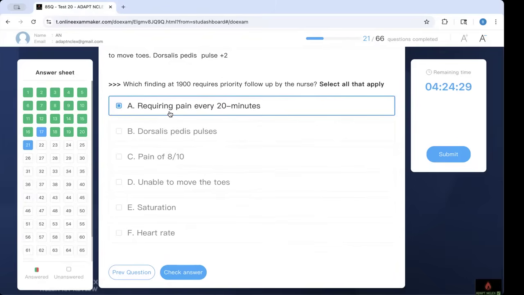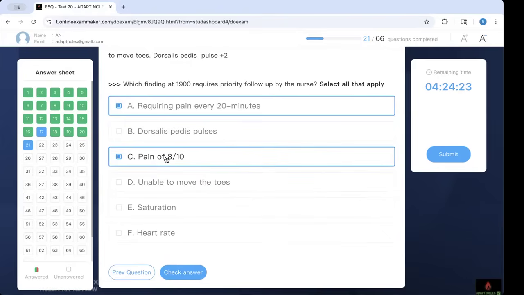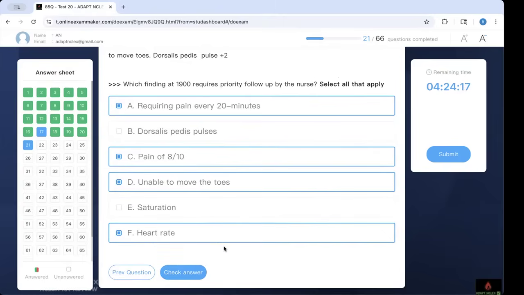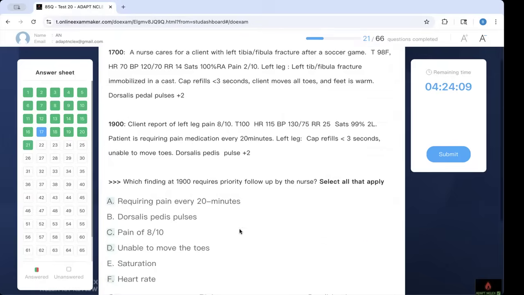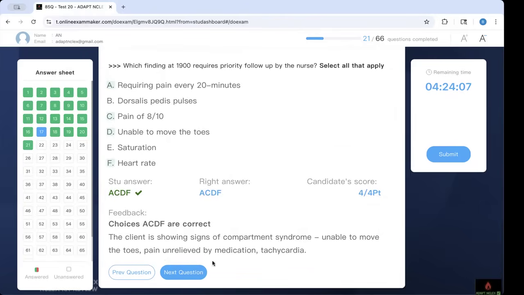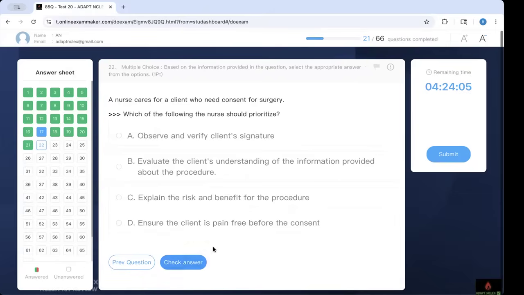Of course, requiring pain medication every 20 minutes, that's bad. His dorsalis pedis pulse is normal. His pain, 8 out of 10, has increased. He's not able to move his foot. That's a problem. And his heart rate is going up. That's a bad problem. That's what it means. He may be getting ischemic, and that's a problem, tachycardia.